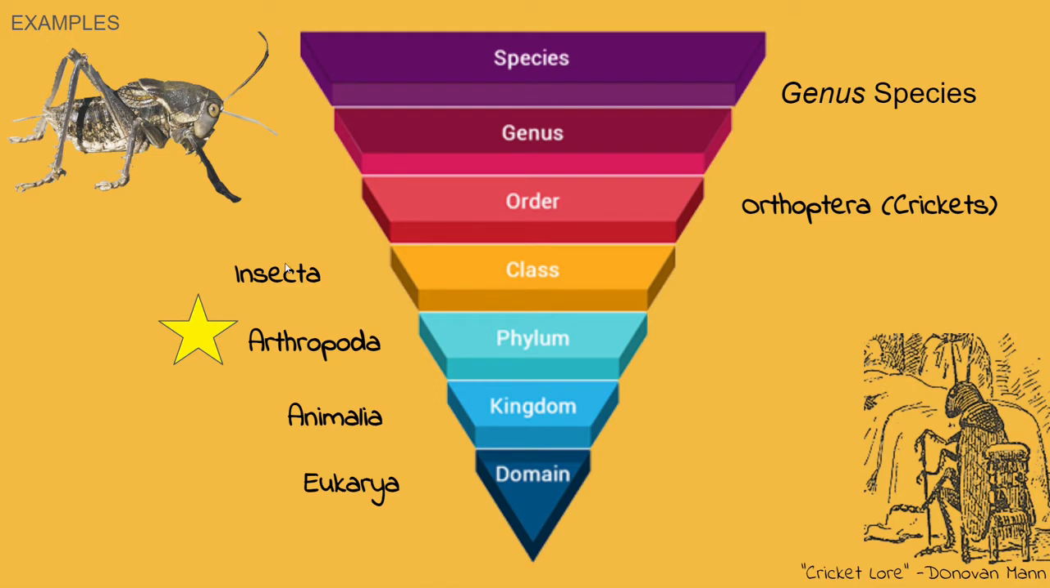And then we go down to Insecta. Now you may be thinking bugs and insects are the same, but they're not, and we'll get into that later into the semester. And then down here at the order, I gave an example of a grasshopper, so Orthoptera, that'd be crickets, not grasshoppers, my bad, my mistake.